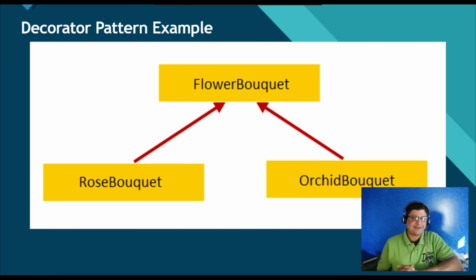Okay, let's see a real example of decorator pattern. Consider a florist who sells flower bouquets such as rose bouquet and orchid bouquet and many more other types. When a customer walks in, the florist describes the bouquet and tells the price. We can model this requirement with a flower bouquet abstract class and having subclasses like rose bouquet, orchid bouquet, etc. for specific bouquet types.